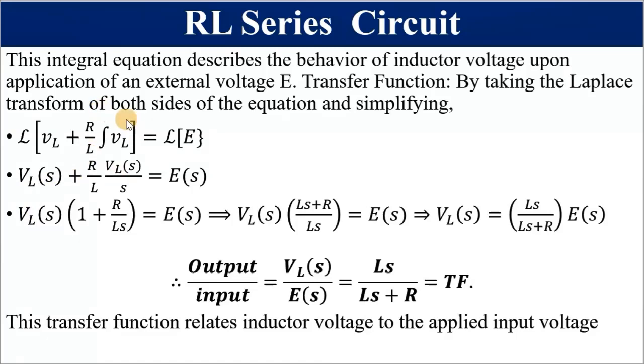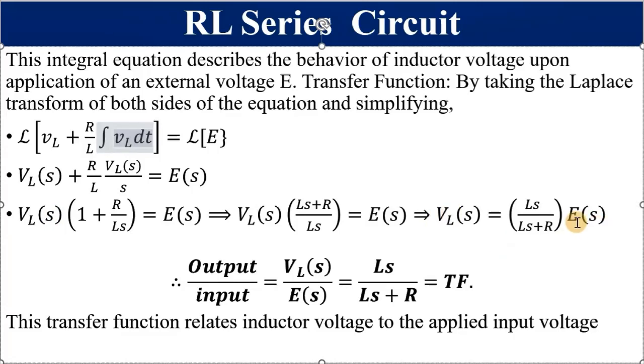VL, you know something then. This equals VL of S divided by S is equal to E of S. And if we factor out V of S, eventually our equation will be equal to this. Please take note that this is the voltage across the inductor.